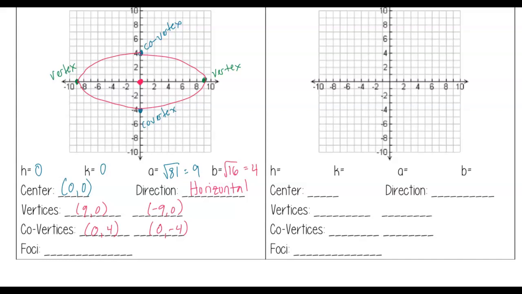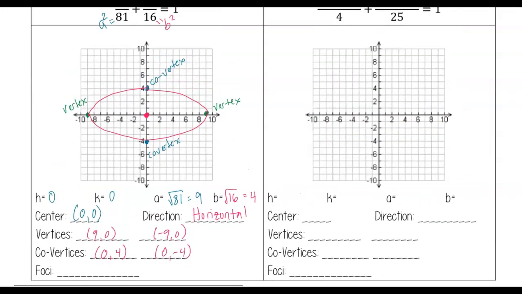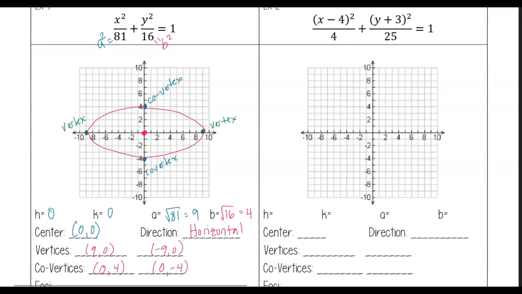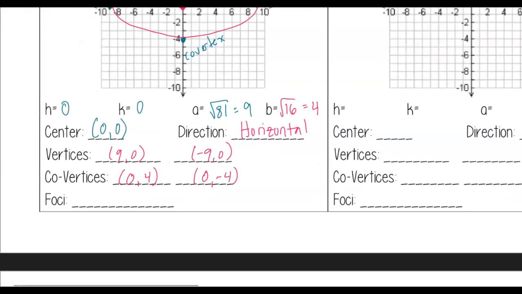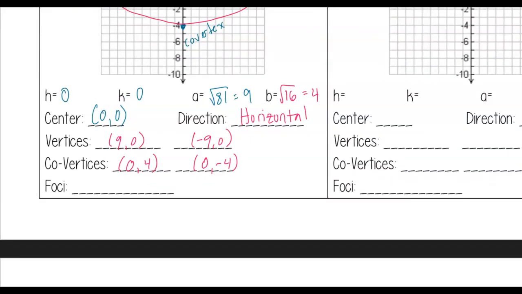Now the hardest part about this is finding the foci. Remember, we can't identify the C value, the foci value, in our equation. Instead, we have to solve for C to know where our foci are located. We solve for C by using the formula square root of a squared minus b squared. A squared is 81, b squared is 16. 81 minus 16 is 65.